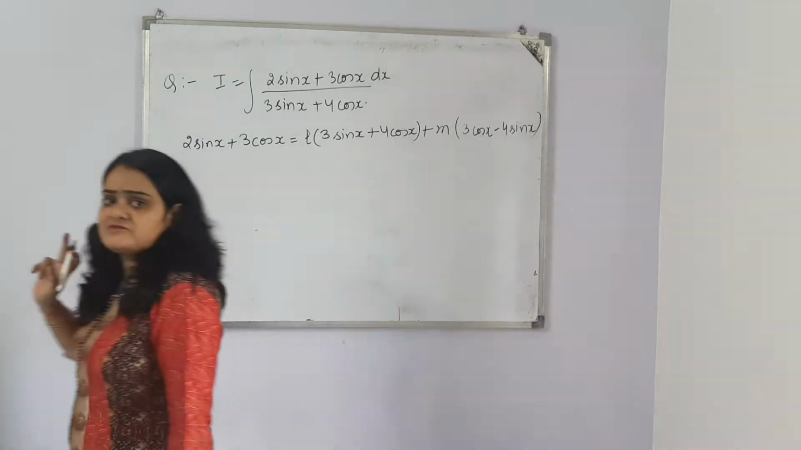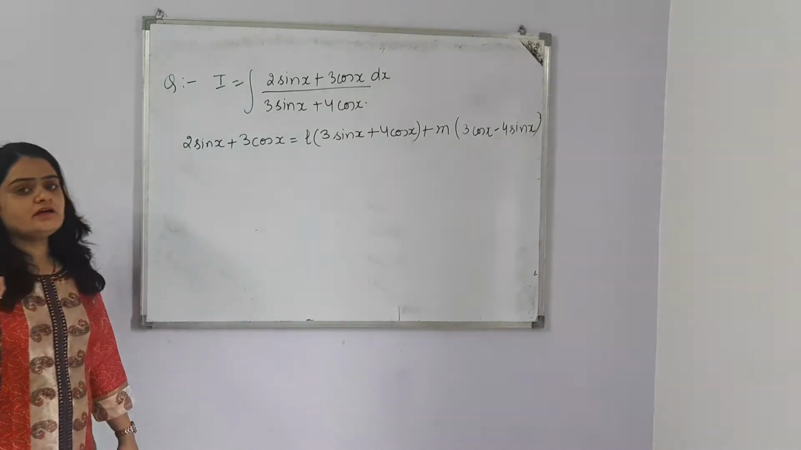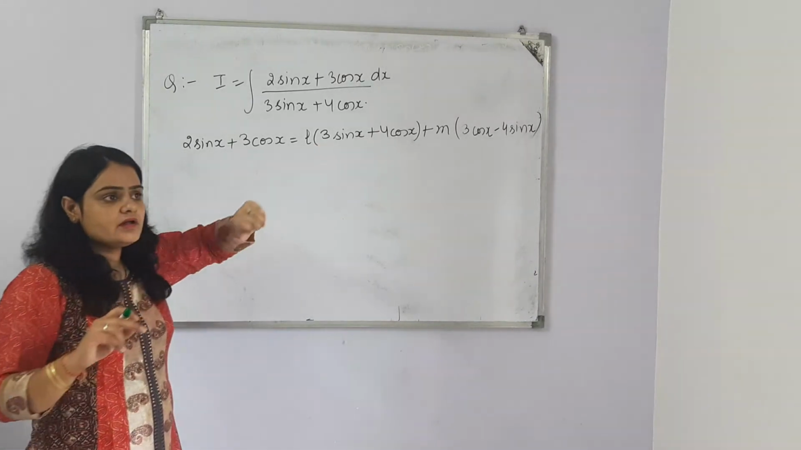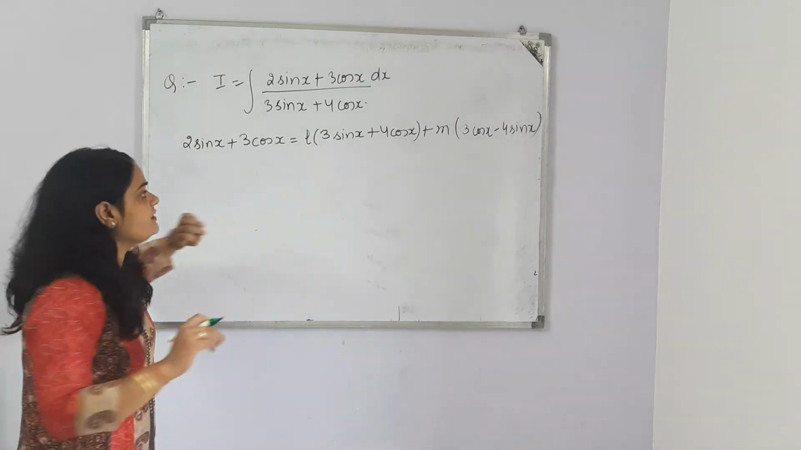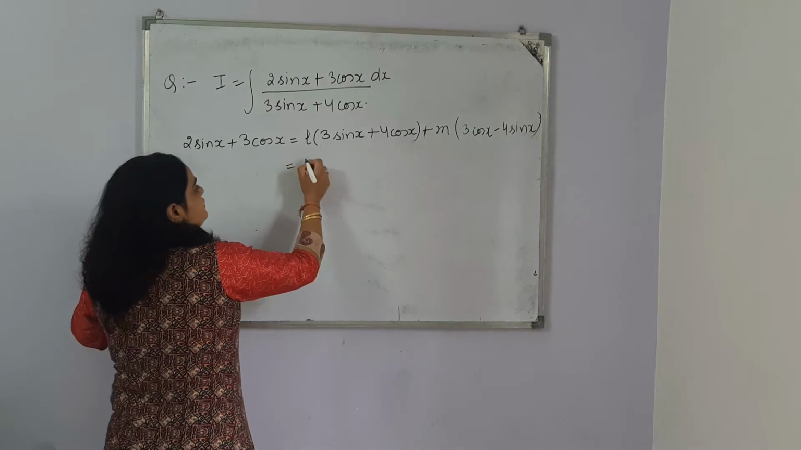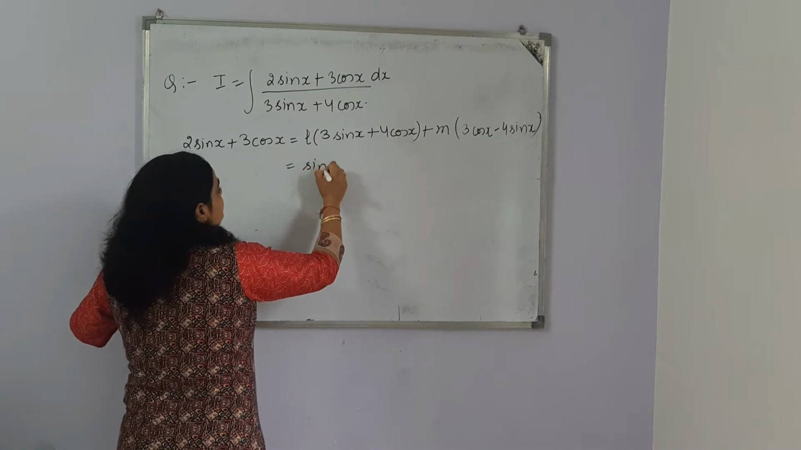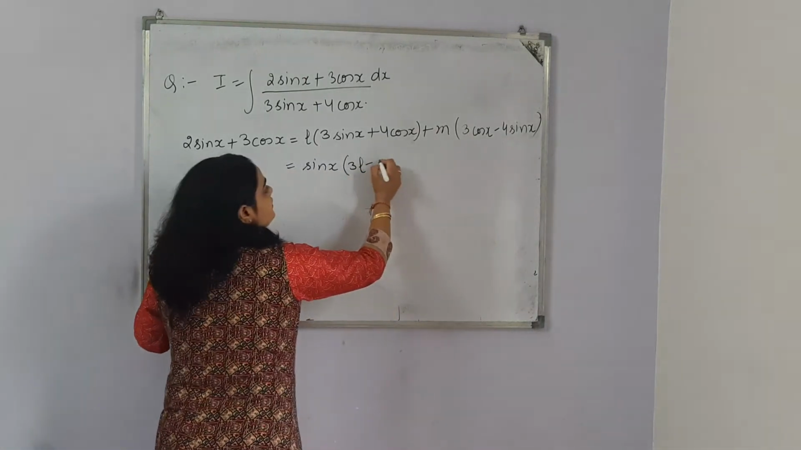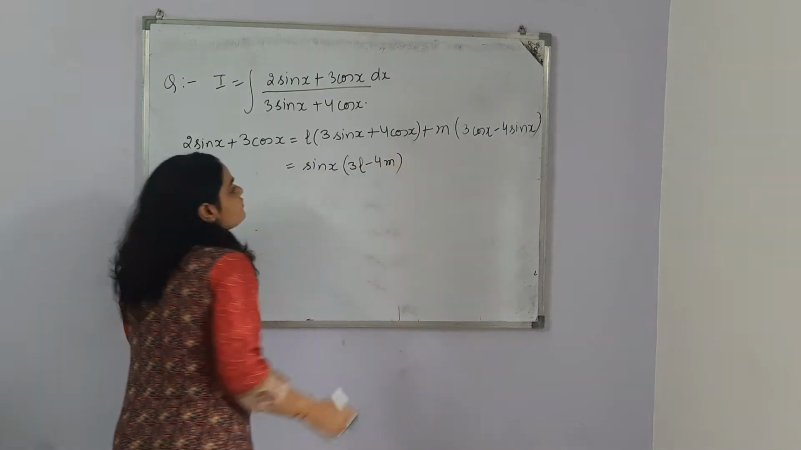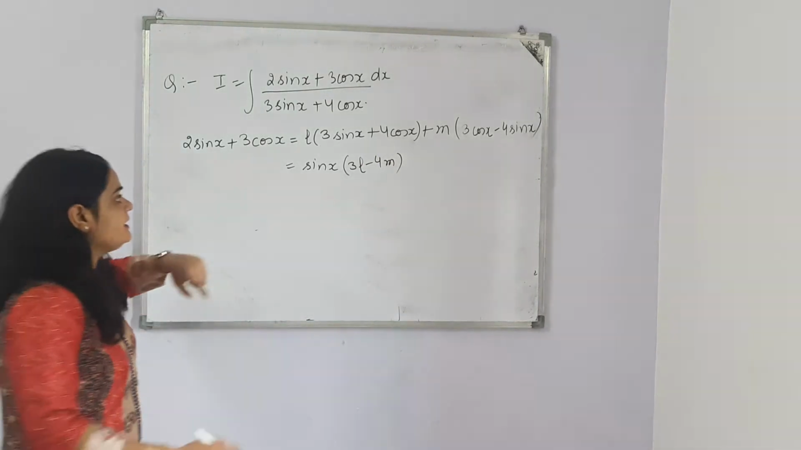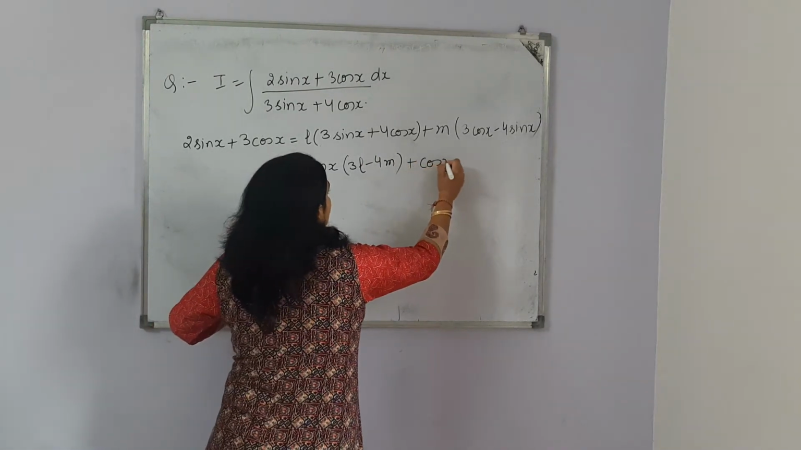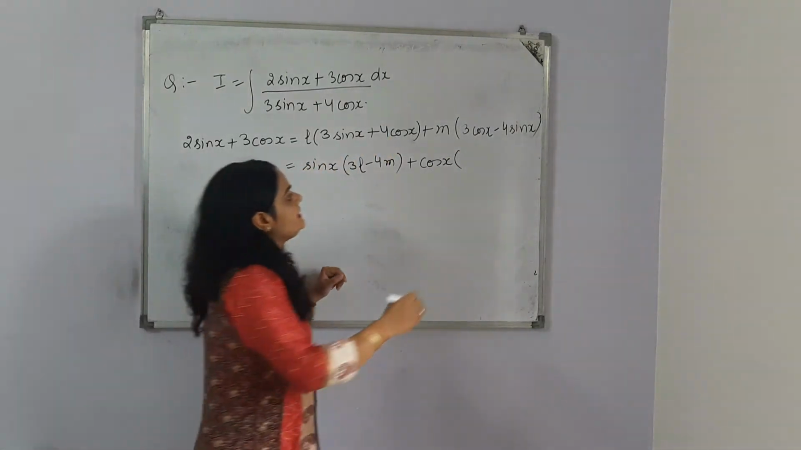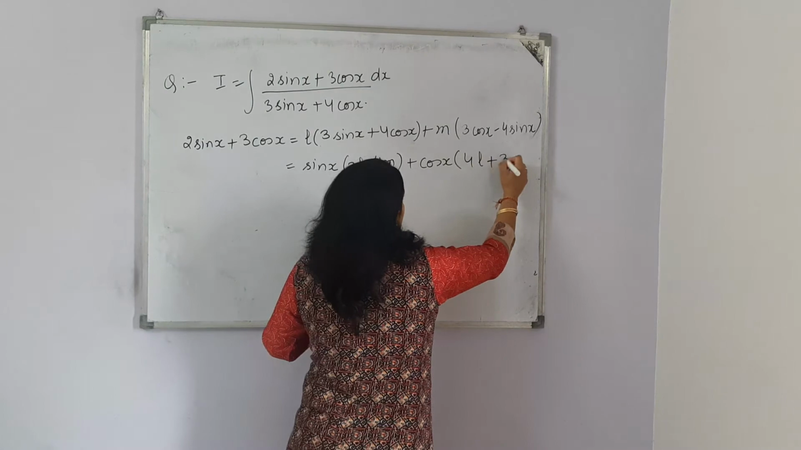Now we'll compare the coefficients of sin and cos. But before comparing, we need to take the coefficients of sin x and cos x from the right hand side. What is the sin x coefficient? It is 3L, and here it is m into minus 4, which is minus 4m. So this is the coefficient of sin x, and after that we'll fetch the coefficient of cos x. It is 4L plus 3m.